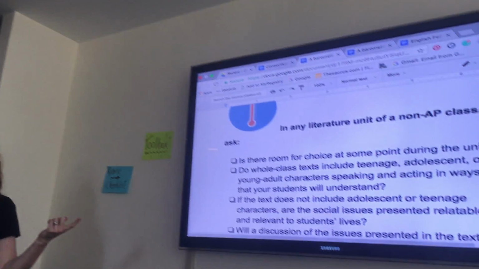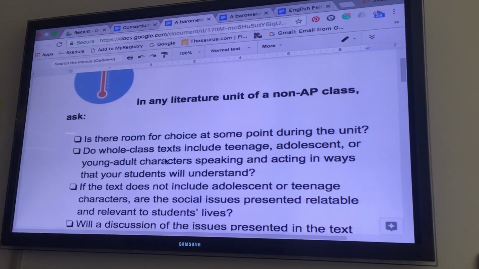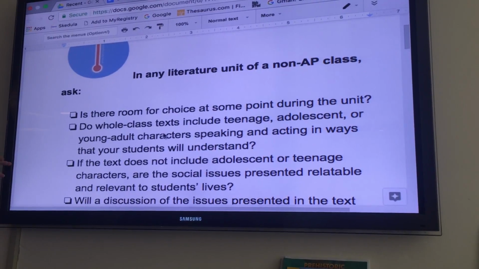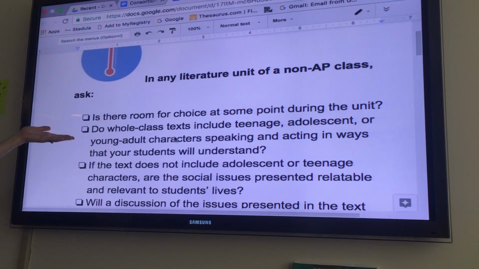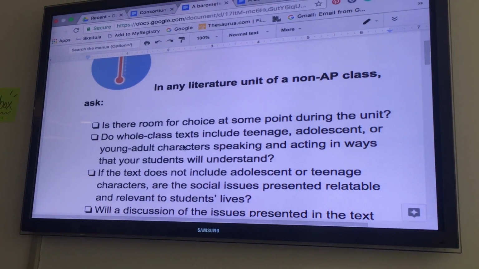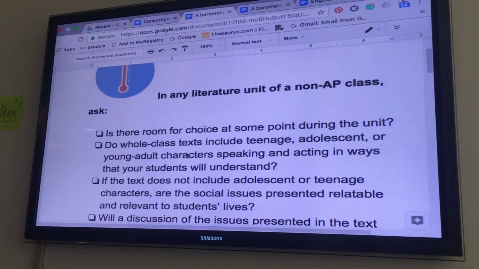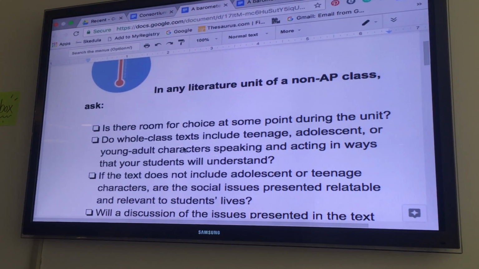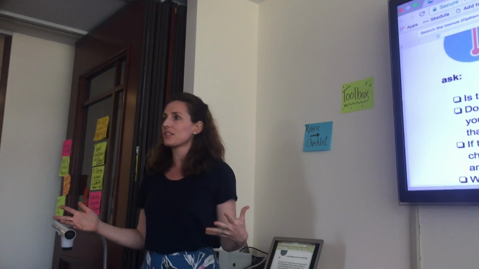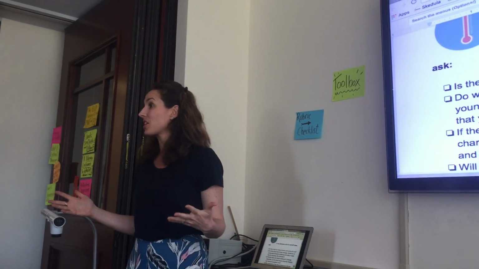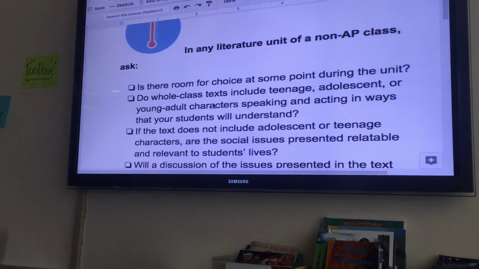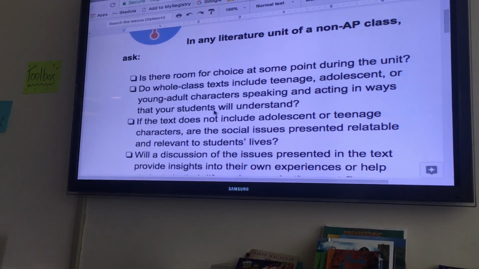I actually took this from Alison Bechdel's test, though I can't remember the name of it, so I wouldn't use that. But is there room for choice at some point during the unit? Are kids able to choose the text that they want to read? Do whole class texts include adolescents or teenage students speaking and acting in ways that your students understand? So thinking 21st century, late 20th century rather than 17th century teenagers, or even 18th or 19th are hard too. And then if it does not include adolescent or teenage characters, are the social issues presented relatable and relevant to students' lives?